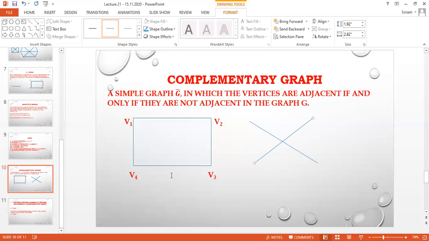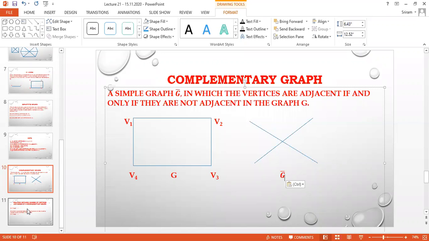This is G. If I take this as the G graph, then this is called the complementary graph, where I have the lines opposite of the given graph. Here I have a line from V1 to V2, so in G bar, I should not have a line from V1 to V2. I don't have a line from V1 to V3, so in G bar, I should have a line from V1 to V3. This is called the complementary graph.